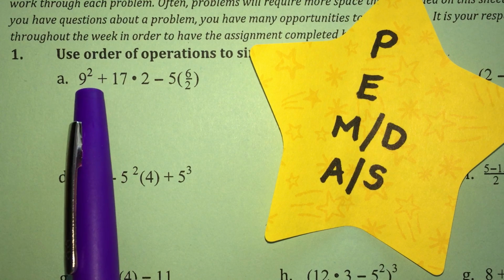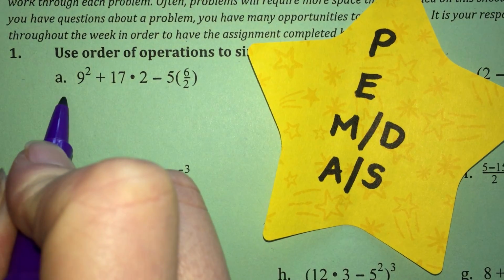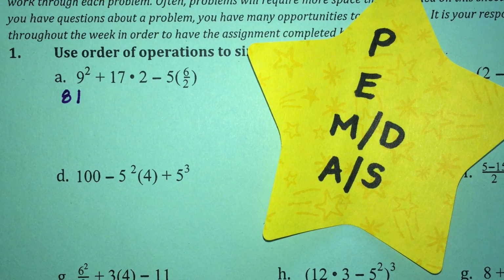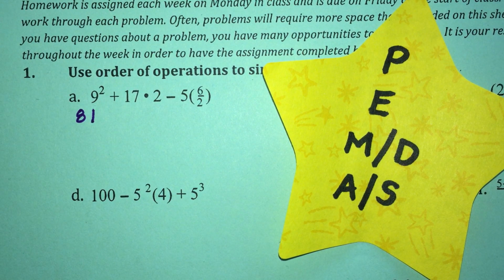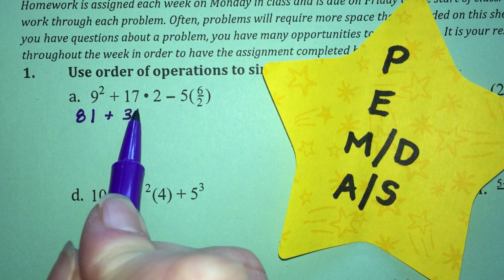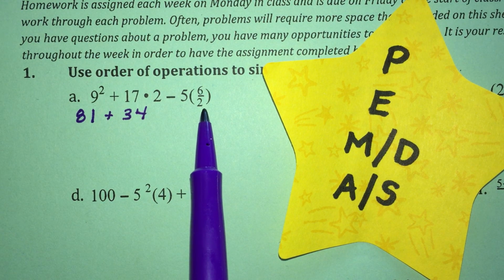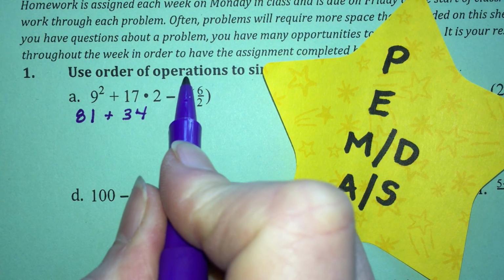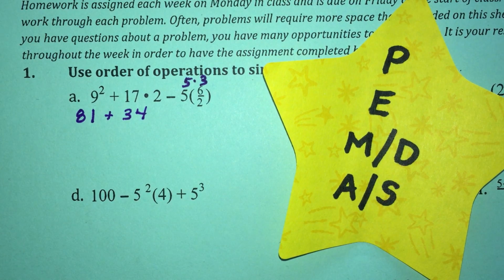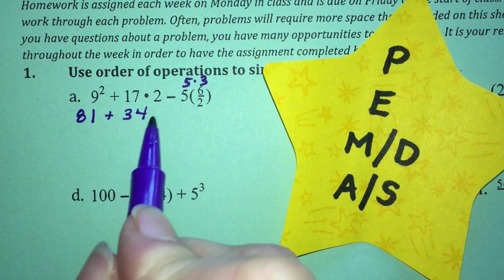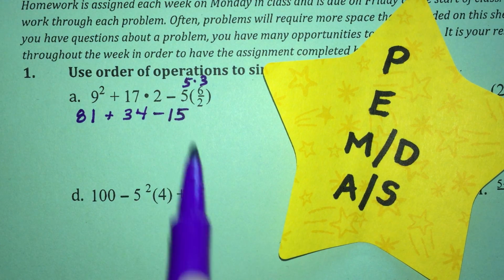So right now, my first problem is 9 squared, which is 81. That means 9 times 9 is 81. My second problem to evaluate would be the next term, and that would be 17 times 2 is 34. And my next term to evaluate is minus 5 times 6 over 2. Well, we see some parentheses there, and we also see some division that we can do first. 6 over 2 is 3. So this is really 5 times 3. 5 times 3 is 15, so this entire term becomes 15.